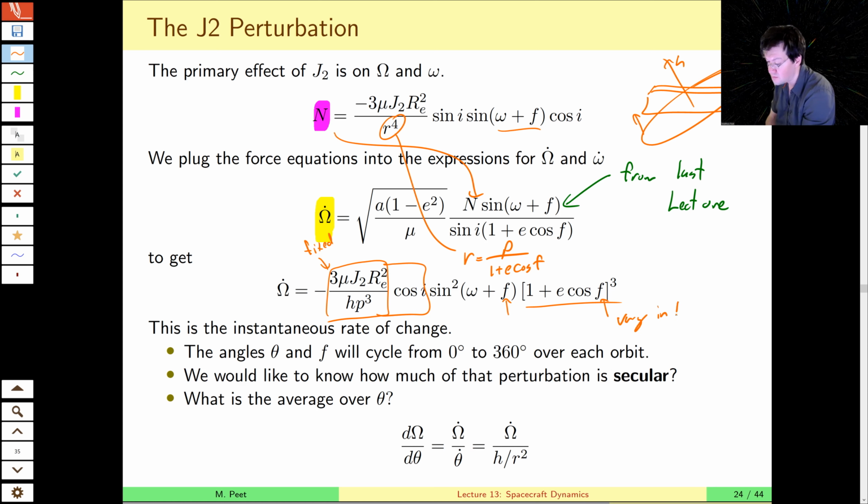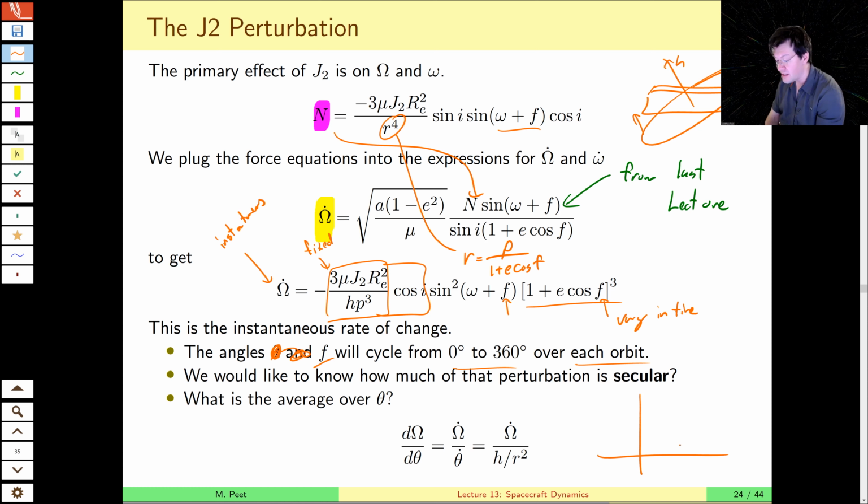Okay. So actually, I got rid of theta because I didn't think it was helpful. But f cycles from 0 to 360 over each orbit, right? So this is instantaneous, right? Instantaneous rate of change. And if you remember, there are three components to any orbital perturbations: the short period, the long period, and the secular. So we're not actually interested in how this number is changing at every moment in time. What we're interested in is, what is the secular change over an orbit?